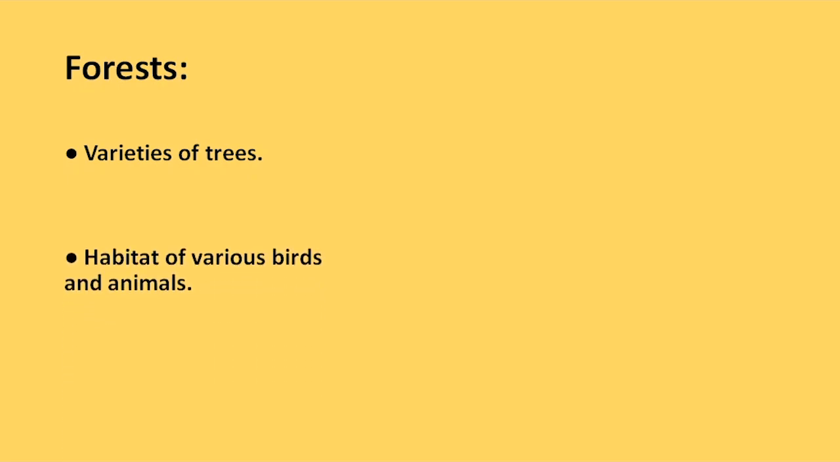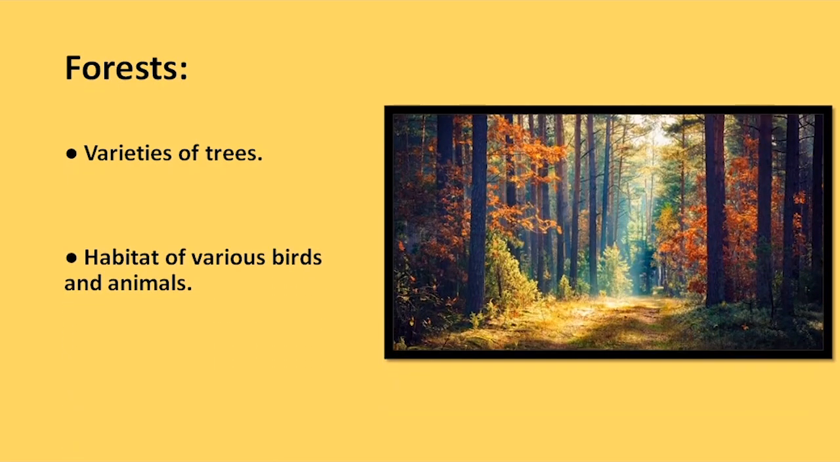Let us begin with the first one, that is forest. From the name itself you can see forest means varieties of trees. That means you will find varieties of trees in the forest. Then it is the habitat of various birds and animals. Habitat of various birds and animals means that it is the home of various birds and animals.